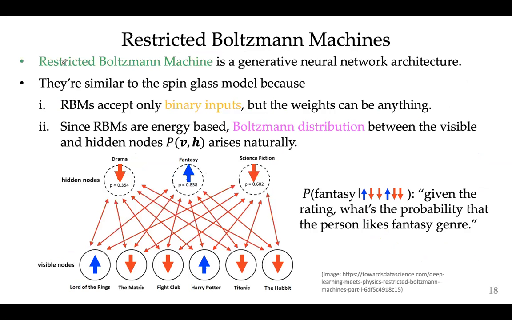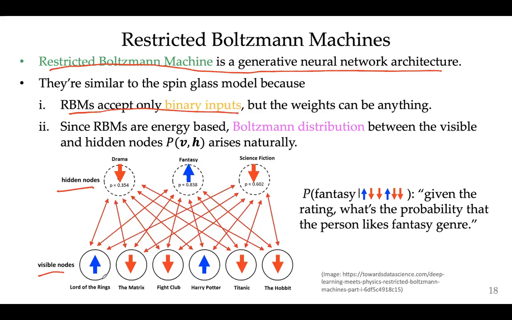Okay. So the restricted Boltzmann machine is a generative neural network architecture. They're similar to the spin glass model in two senses. One of them is that restricted Boltzmann machines accept only binary inputs. So this is the architecture. There are these visible nodes, so they're the inputs. And there's this hidden node. There's no output. It's just this.